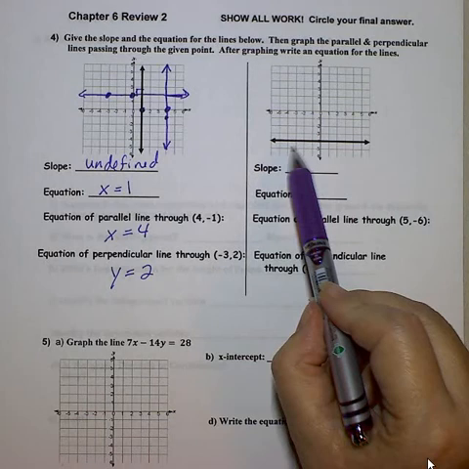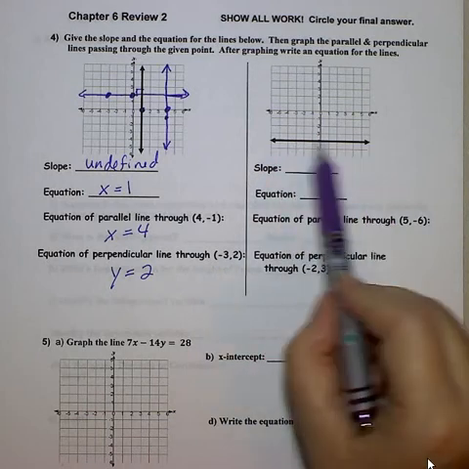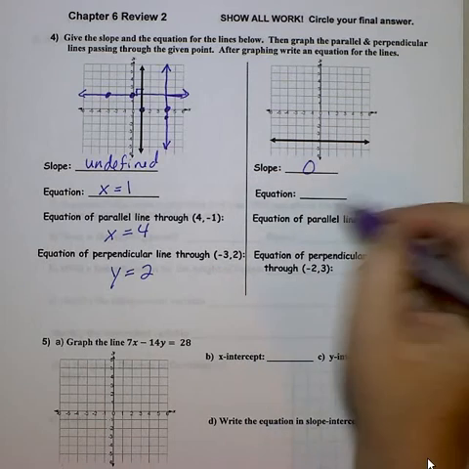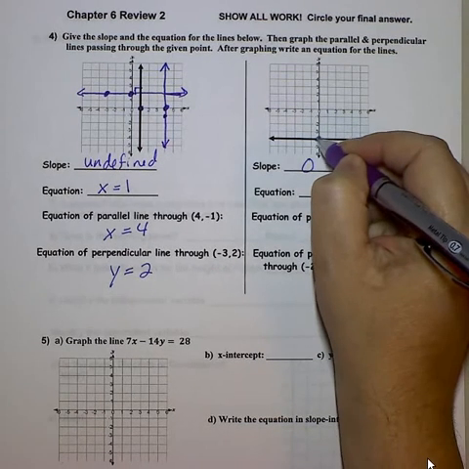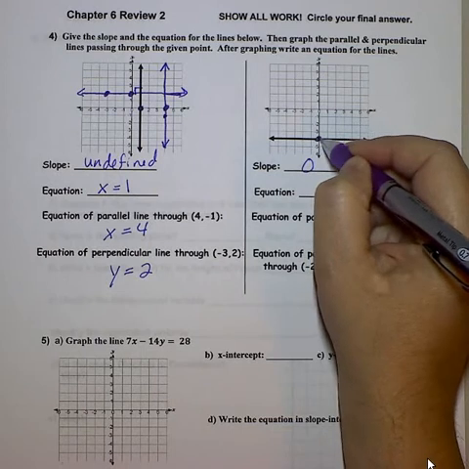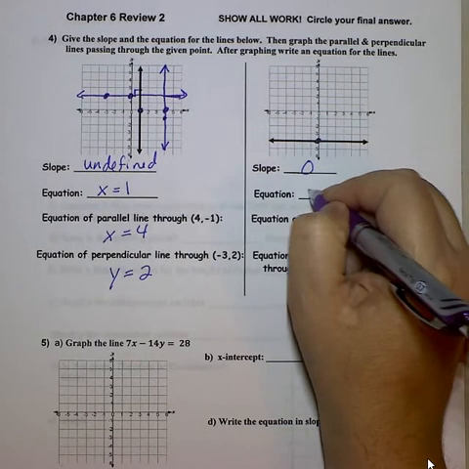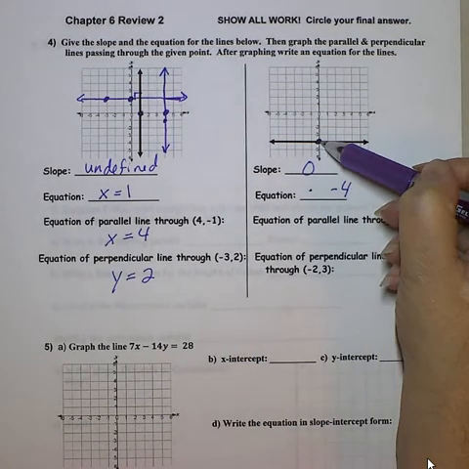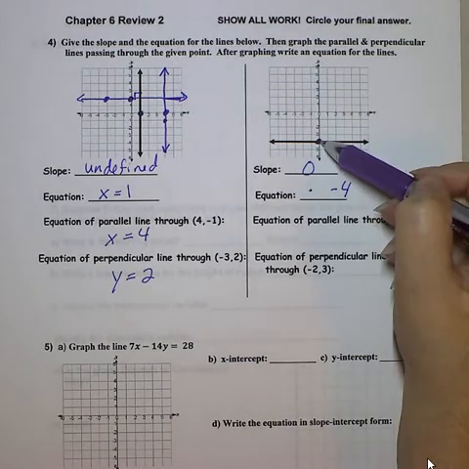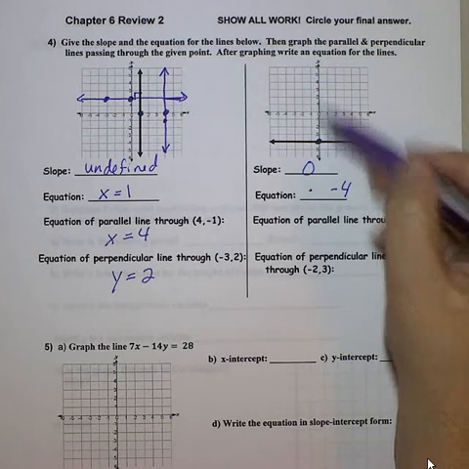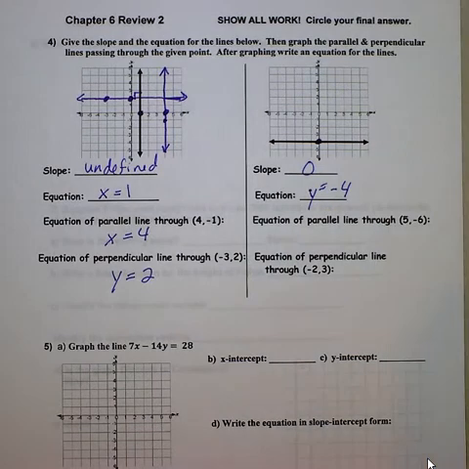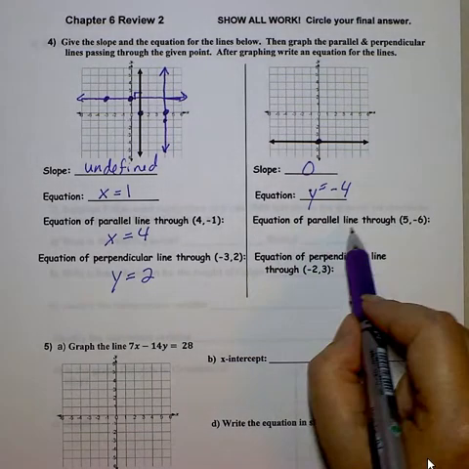What is the slope of this line? It's 0. Equation, so what is this point right there? -4. Is this my x-axis or my y-axis? Y-axis. So is this x equals or y equals? It's y equals because it's a y-axis. So y equals -4.